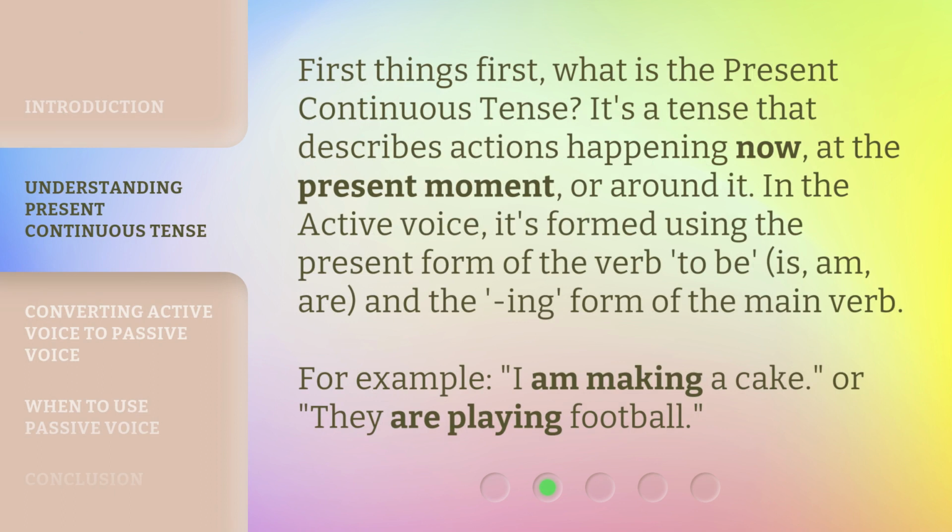First things first. What is the present continuous tense? It's a tense that describes actions happening now, at the present moment, or around it. In the active voice, it's formed using the present form of the verb to be, is, am, are, and the ing form of the main verb. For example, I am making a cake, or they are playing football.